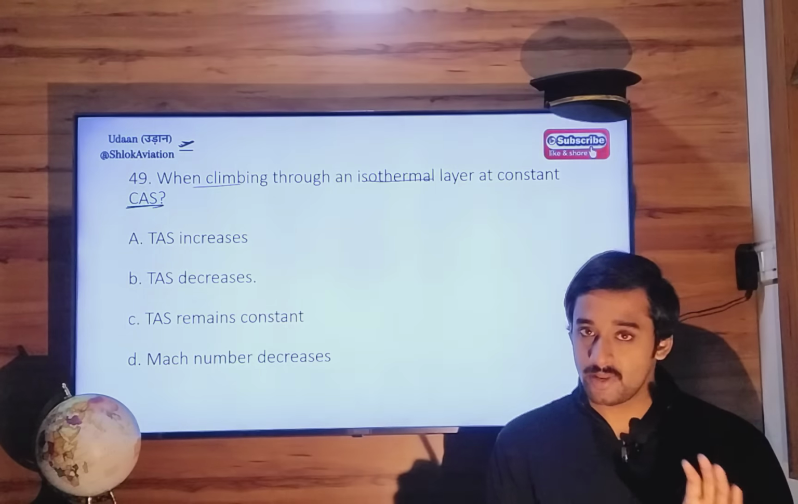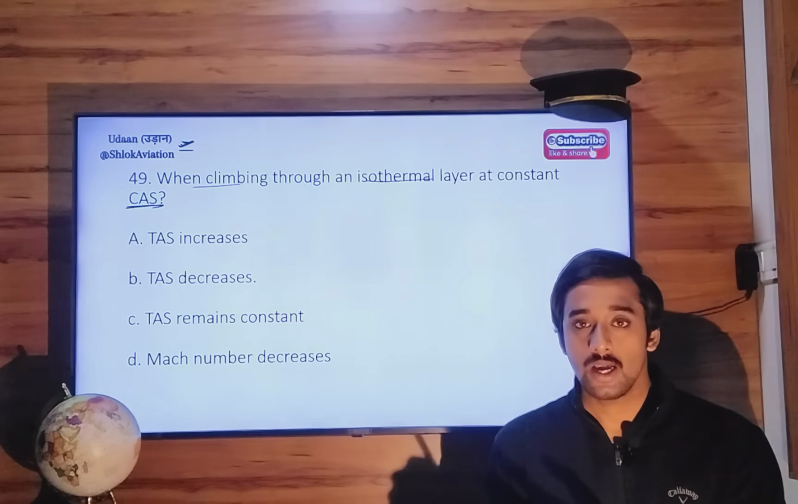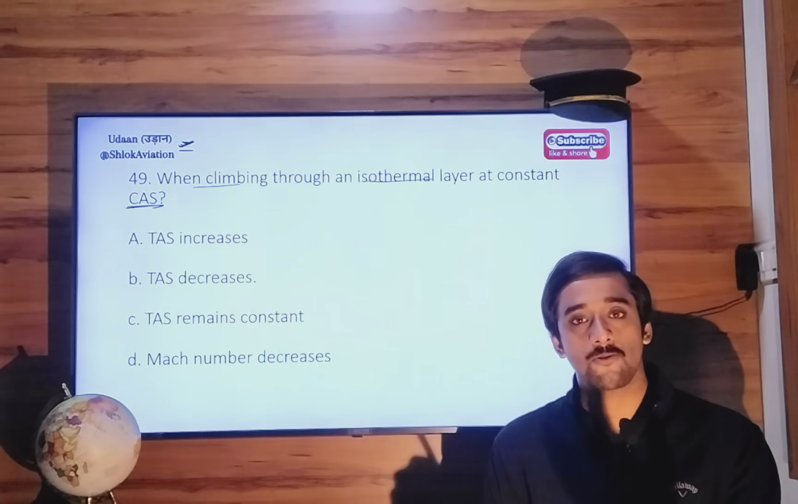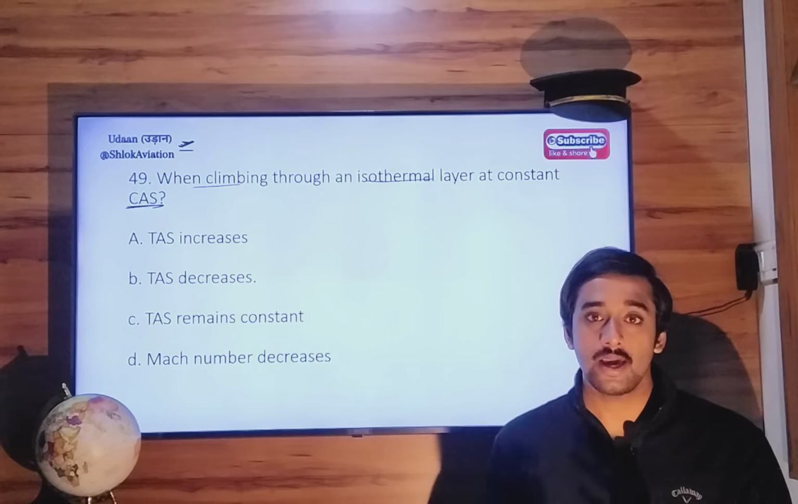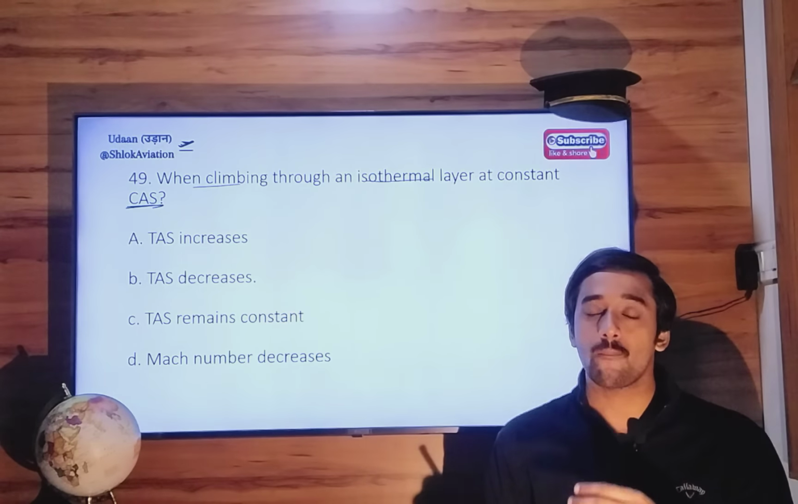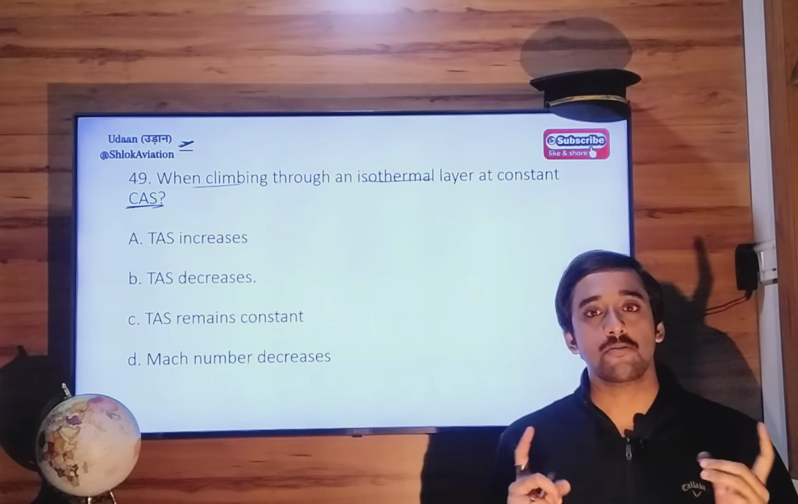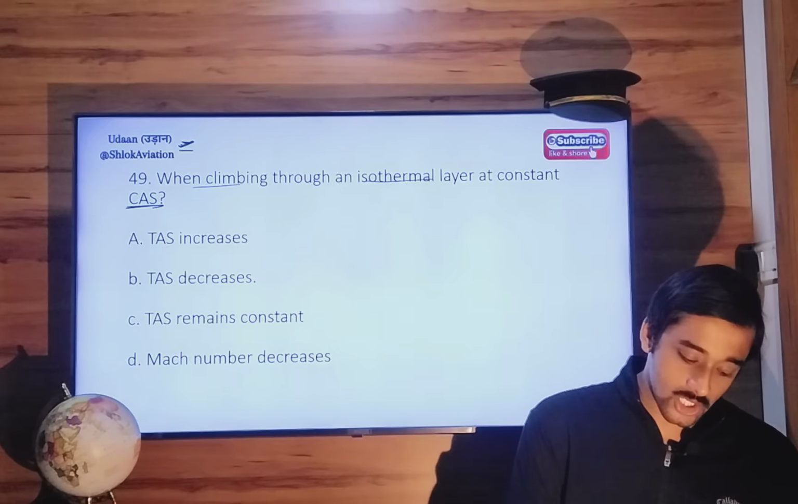Now, if you want to stop that calibrated airspeed from falling in value, you will have to increase the forward speed of your aircraft. This increase in forward speed will provide additional dynamic pressure. This additional dynamic pressure will compensate for decrease in static pressure around your aircraft at high altitudes. So the correct answer is TAS should increase.